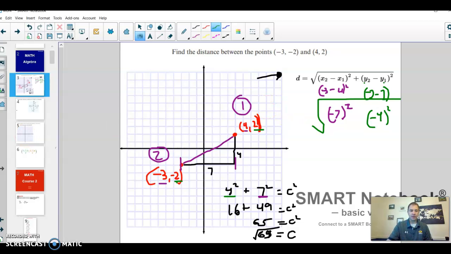It's good to memorize this, but if you forget, you can basically just think through the Pythagorean theorem and say, what's the distance from here to here? I'm going to square that because that's one of the legs. What's the distance from this y to this y? I'm going to square that because that's one of the legs too.